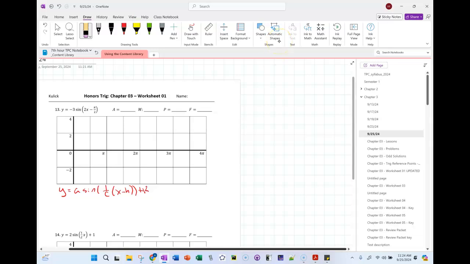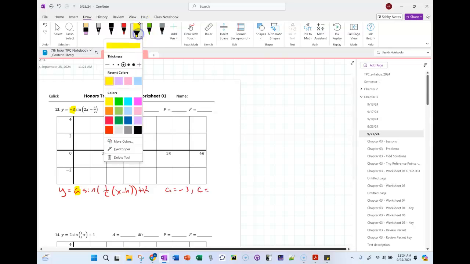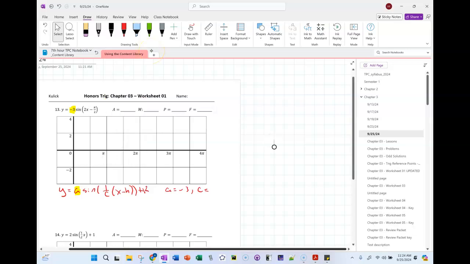And so what is my value for A then? -3. How about my value for C? -1/2, right? How about for K? Yeah, 0 for K, that's great.